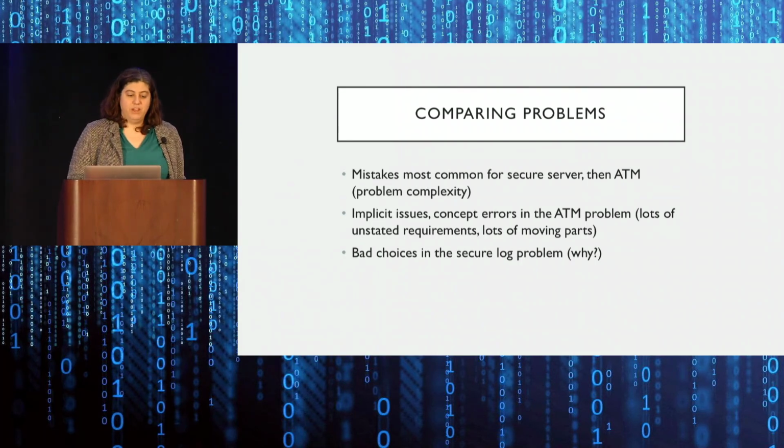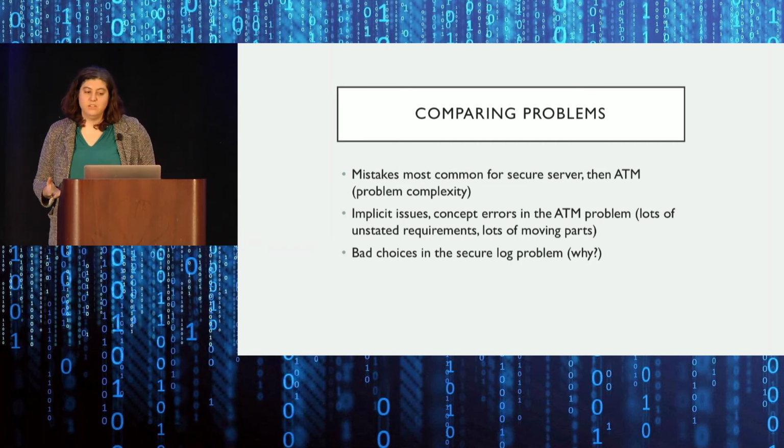Across the problems, we found that for the secure server, the key value store, mistakes were most common, and the ATM mistakes were second most common. And this is in order of the complexity of the spec. The key value store has a lot of little nitpicky details to try to get right, and the ATM is medium complexity.